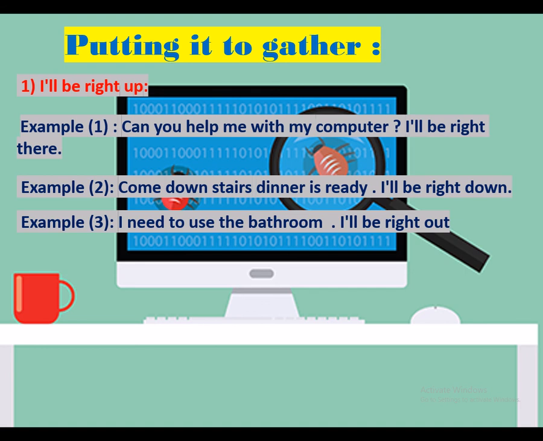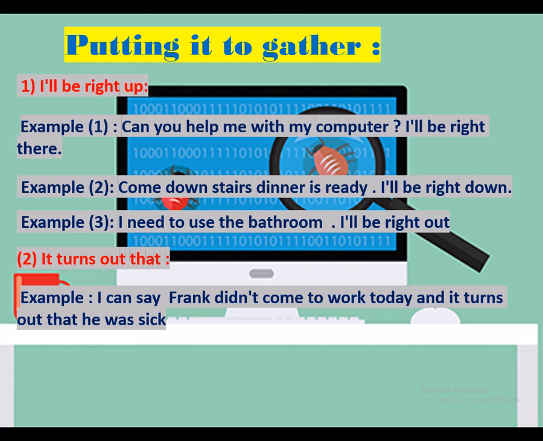Okay, now our second phrase is, it turns out that. It turns out that. This is a great phrase. You can use it in many different situations. Marco, can you give us an example? Sure. For example, I can say Frank didn't come to work today, and it turns out that he was sick.